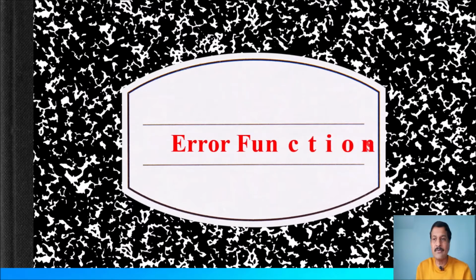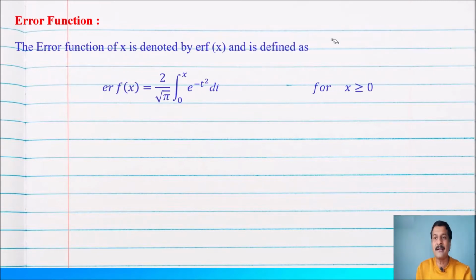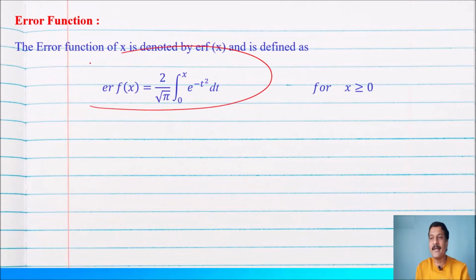So welcome students to the new part, that is the error function. What is the definition of the error function here? The error function of x is denoted by erf(x) and is defined as 2 by root pi integration from 0 to x e raised to minus t square dt, for x greater than or equal to 0. So this is the definition of the error function.